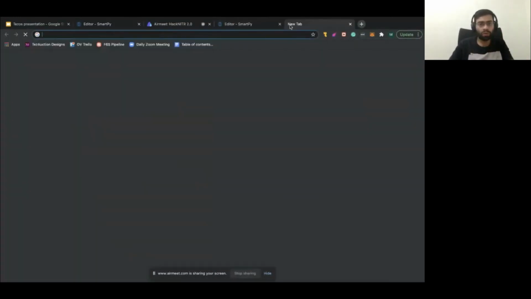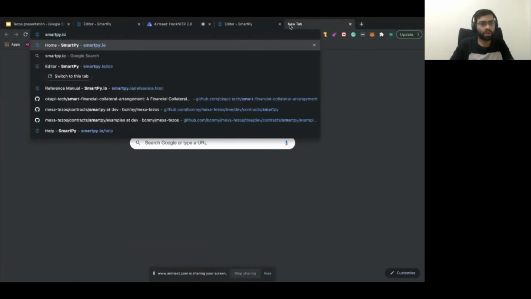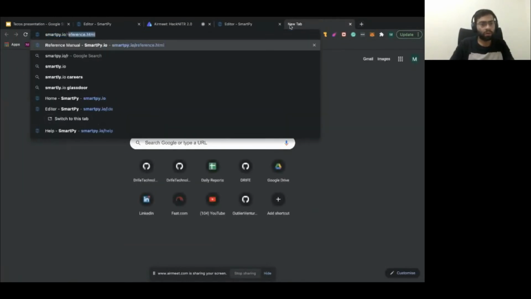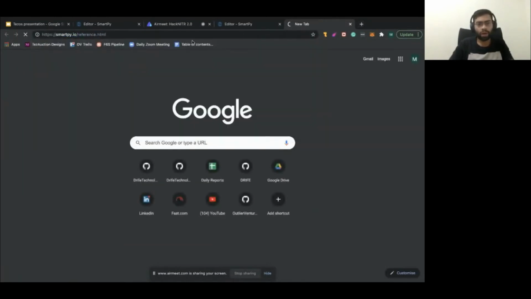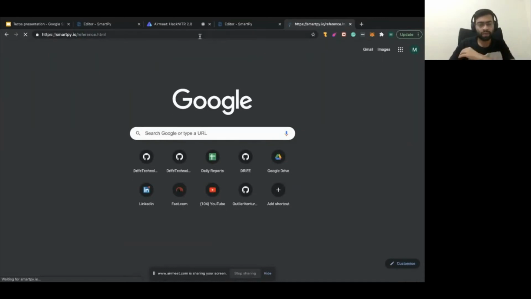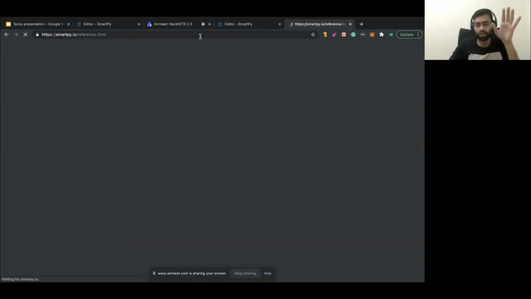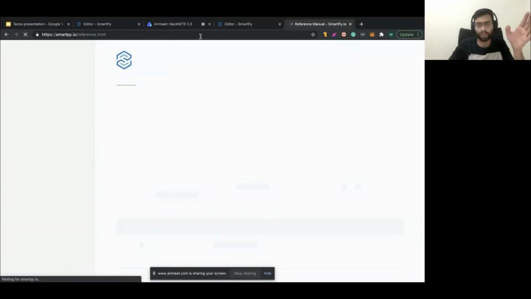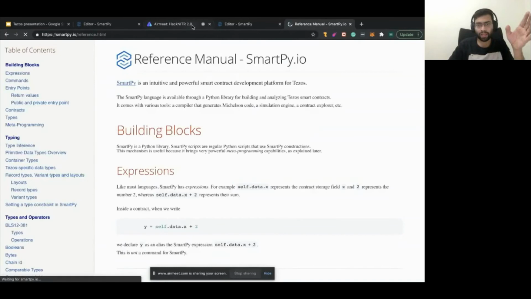A good way to learn all of this is by going through, I think it's here. Yeah, a good way to look at it is the reference doc. It has brilliant resources. It has the entire syntax and everything. So this is your go-to place for building smart contracts.